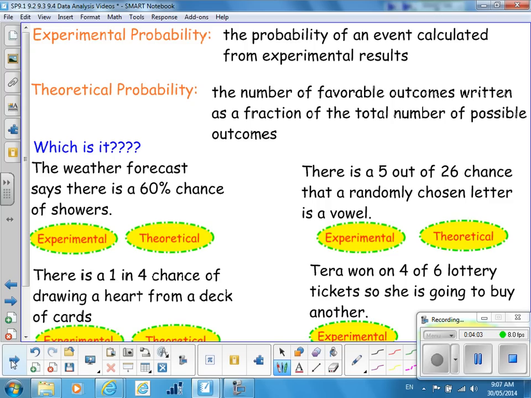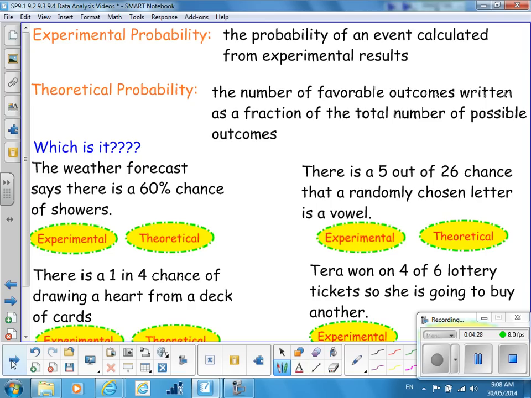So what about, there's a 5 out of 26 chance that a randomly chosen letter is a vowel. That would be theoretical. We know there are 26 letters in the alphabet, and we know that there are 5 vowels if we don't count Y. So in theory, your probability of selecting a vowel would be 5 out of 26. So it's theoretical probability.